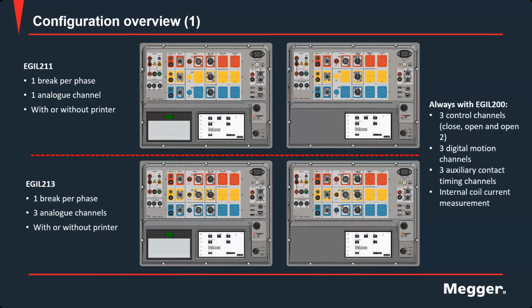When you want to test more than one break per phase, you can use the dynamic capacitance measurement method, the dual ground method. It can support up to 4 breaks per phase. The main difference between these two units is that the 211 has 1 analog channel and the 213 has 3 analog channels. So if you want to do dynamic resistance measurement for 3 phases, we advise going for the EGIL 213.